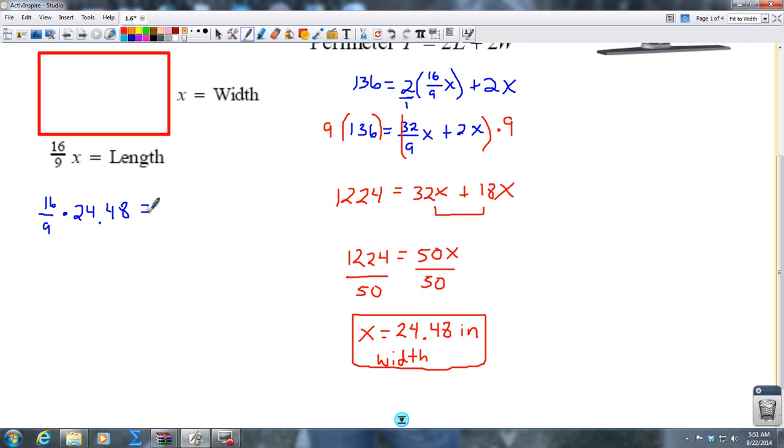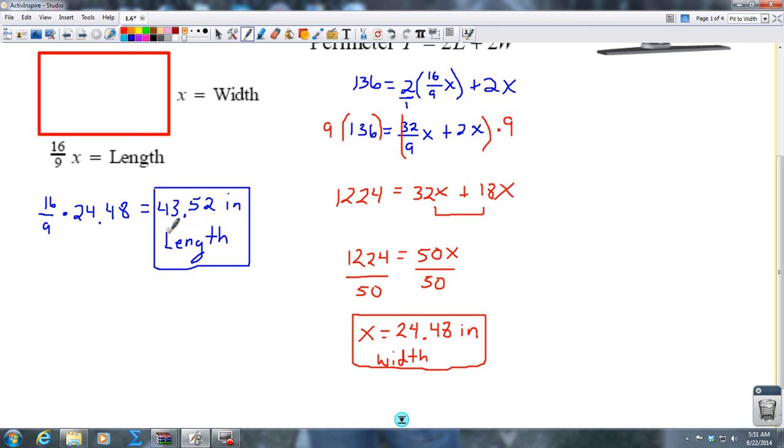We take 16 divided by 9 and multiply that by 24.48, and the answer is 43.52. And 43.52 again is in inches, and we're going to mark that as the length. This is our final answer to the question. So we have found the length and the width of this TV.